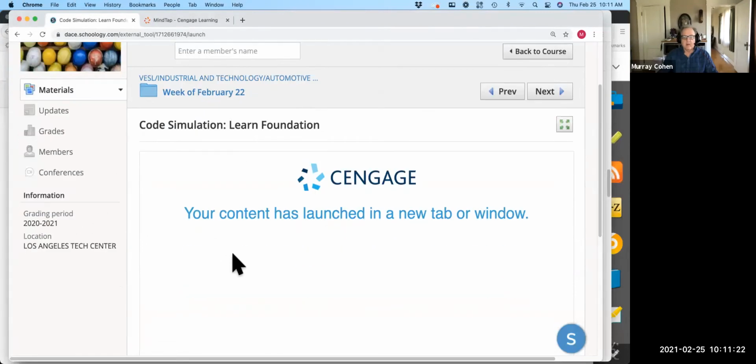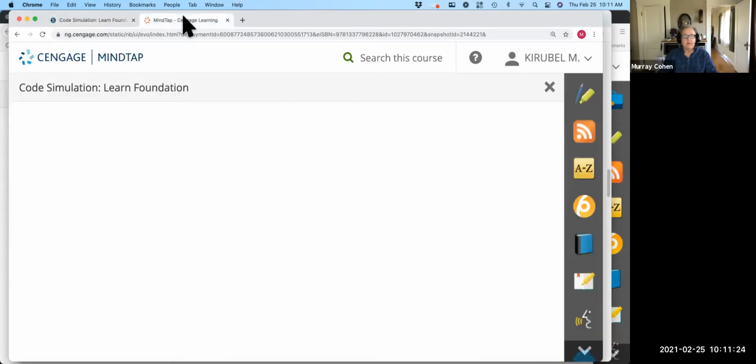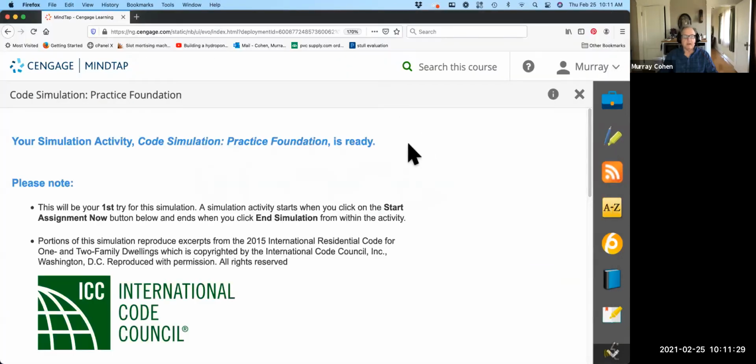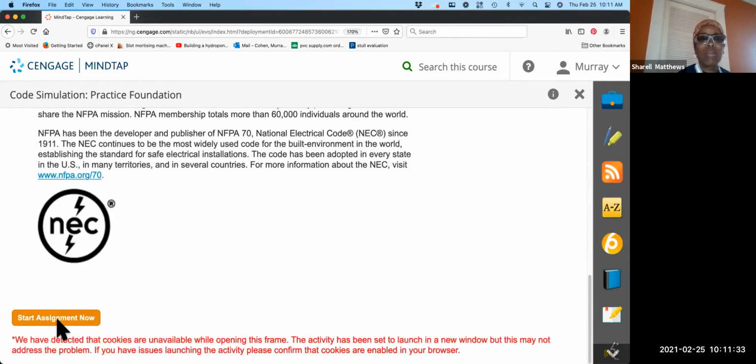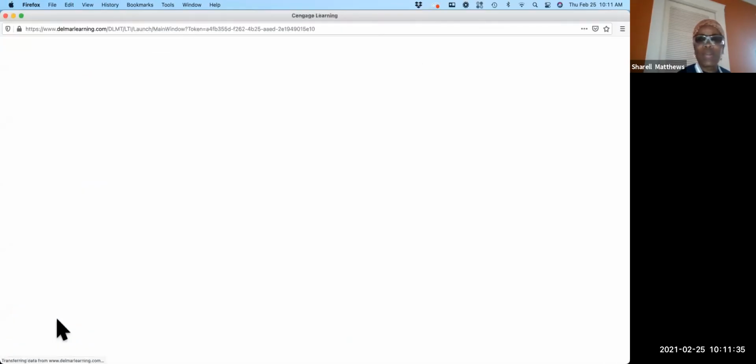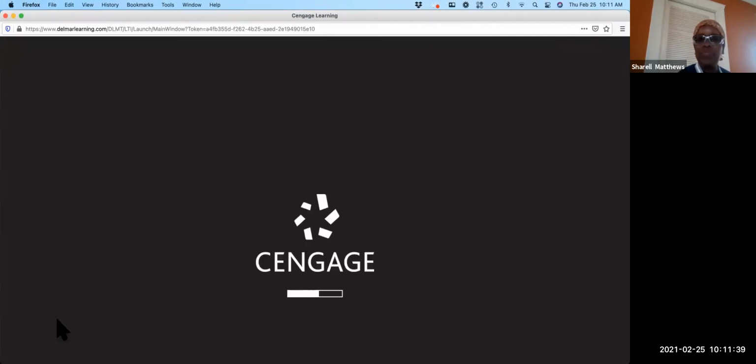Okay, so code simulations. Here we go. MindTap code simulations. I'm back in Chrome. Let me go back here. Somehow it doesn't work in Chrome, but it works in Firefox.